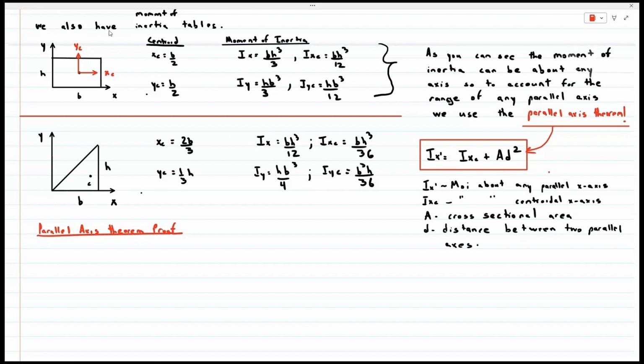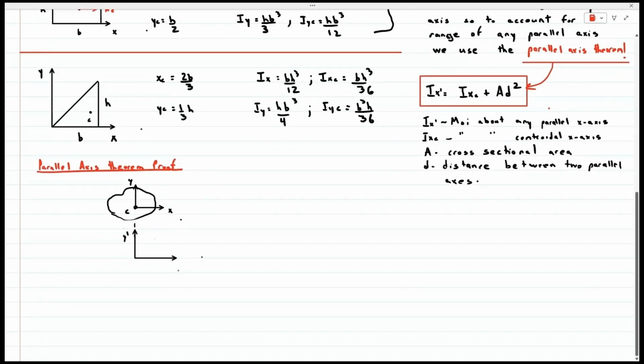If we wanted to prove the parallel axis term, what we could do is start with an arbitrary area. We can place a centroidal coordinate system along with a x prime and y prime coordinate system spaced at a distance d. If we wanted to find Ix prime, we'd go ahead and find the integral of y prime squared dA, where y prime is the distance between any differential area and the x prime axis.